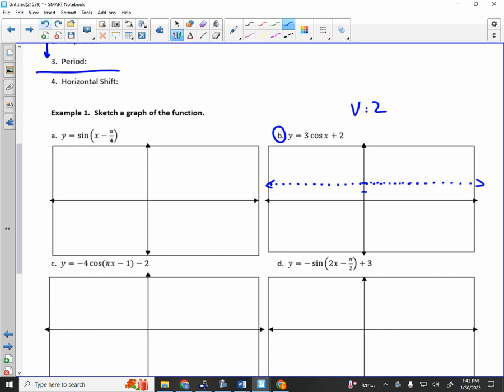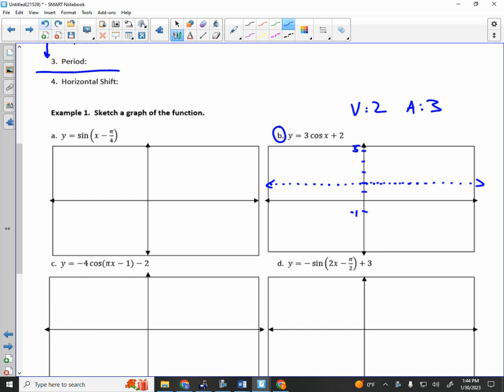What is the amplitude? 3. So from that spot, we would go up 3 and we would go down 3. This is the part that people get most confused about with this step: they don't understand what the max and min are. If you saw amplitude of 3, you would say 3 is the top and -3 is the bottom. Well, that's all shifted 2 units. So you do 2 plus 3 to get 5 and 2 minus 3 to get -1. Everybody okay with that? All right.